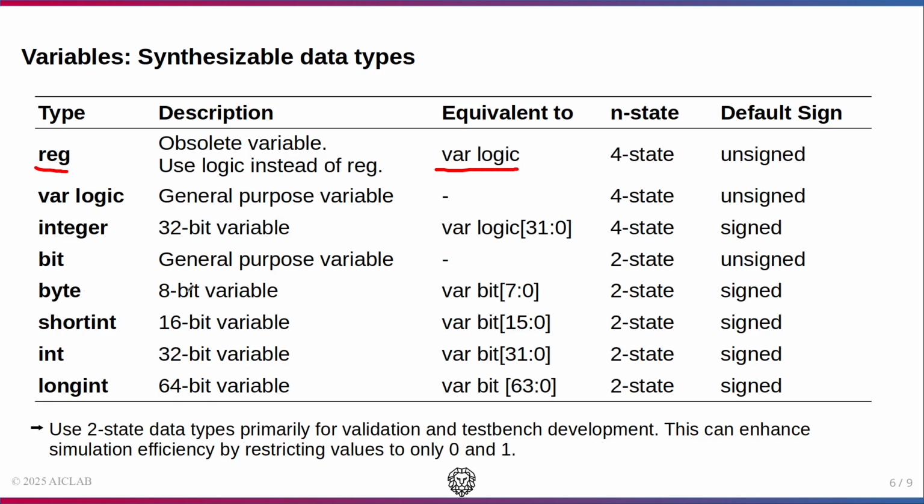Also, we have byte, which is 8-bit, short int, 16-bit, int, 32-bit, and long int, 64-bit variables. All of them are two-state signed variables. The difference between int and integer is that integer is four-state, but int is a two-state variable. So again, use two-state data types for validation and test bench. Don't use them in the RTL code.